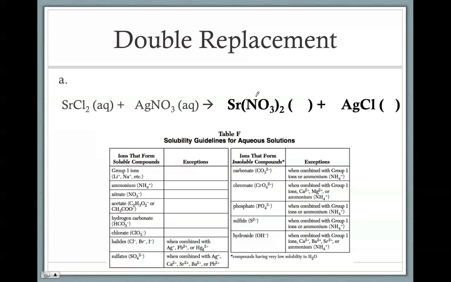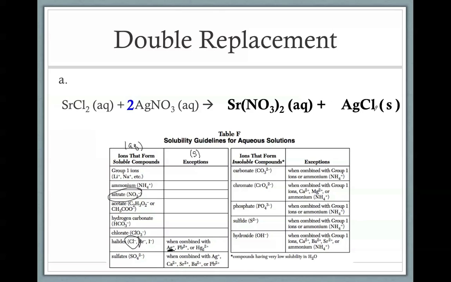Now, again, using table F, which we talked about, NO3, we find on table F here, NO3 is always going to be soluble, so that means any ones that fall under the soluble compound are going to get an aq. AgCl, though, if we look at Cl, we see that it is combined with Ag, so it is an exception, which means that it's insoluble, or that it's going to be a solid. So you're going to be filling that in with a solid form. That means that that is our precipitate that gets formed.